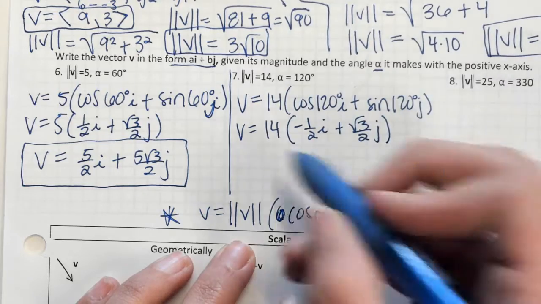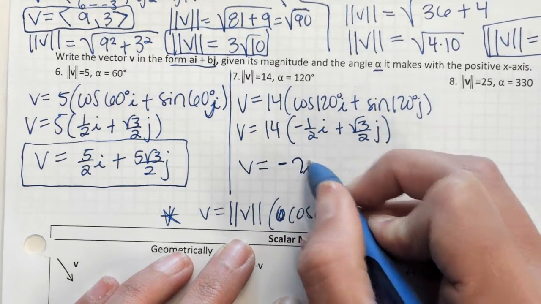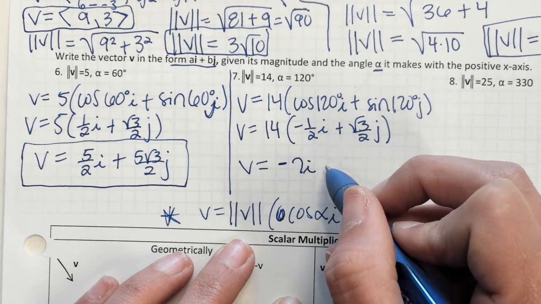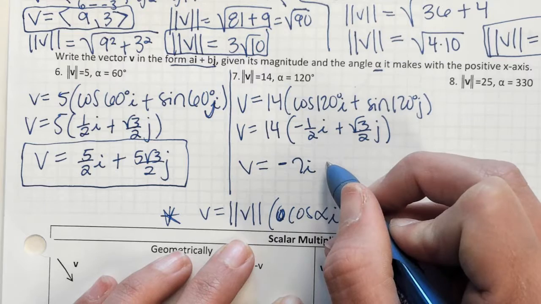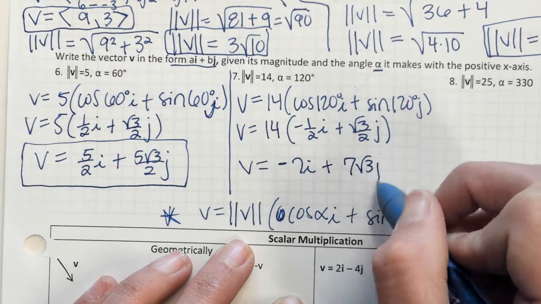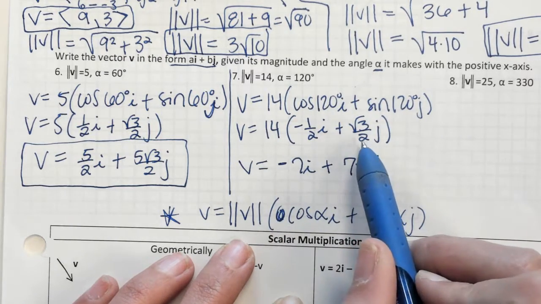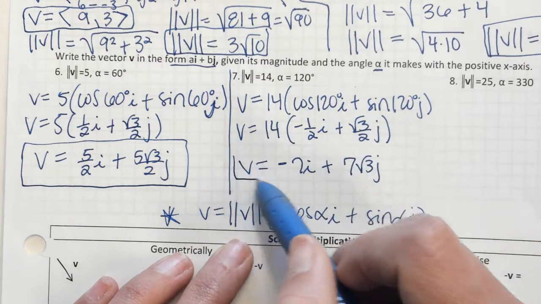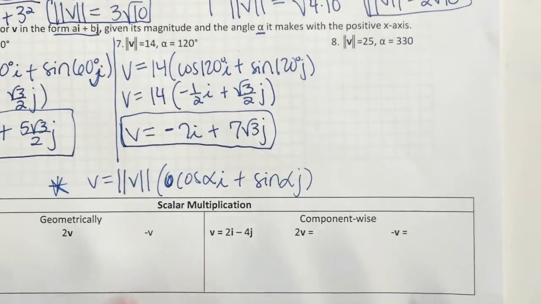j. Then when we multiply, we'll get v equals negative 7i plus 7 root 3 j. Very good. You do it too. It's 14 over 2, which is what? 7. All right, go ahead and try 8 on your own. Let me know if you need some help.